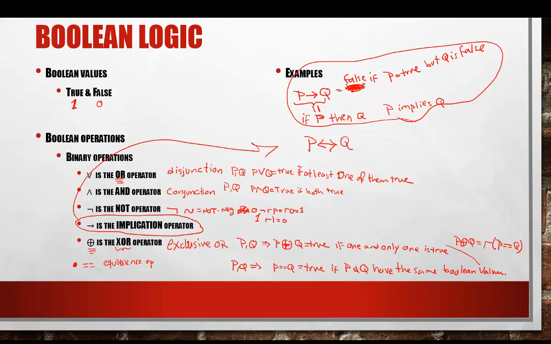It means that P implies Q and Q implies P. Effectively, this is the same thing as saying P implies Q and Q implies P. In some other contexts, you may call it if and only if. These are equivalent, so these are also equivalent to this.